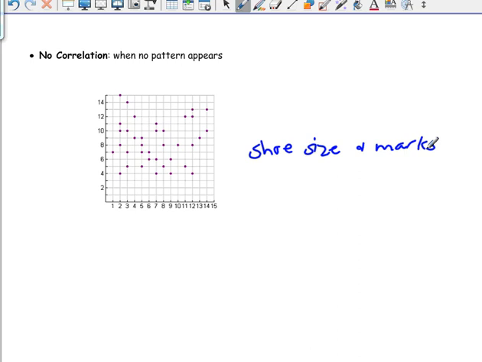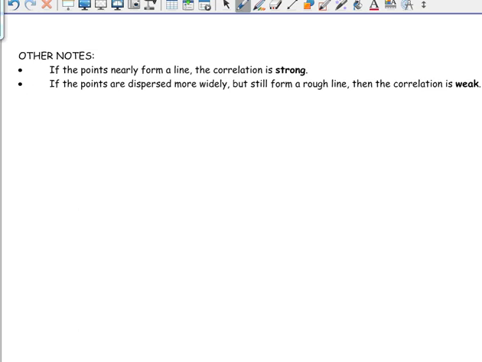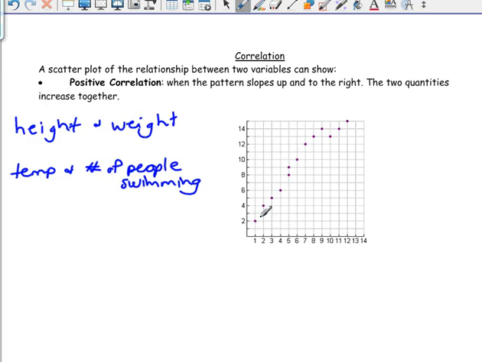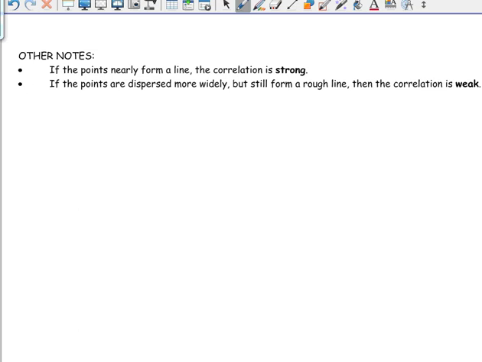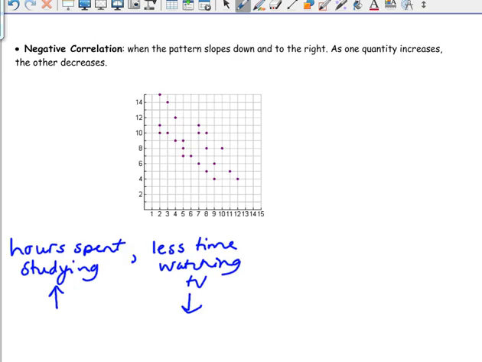A couple other things just to note here. With correlation, if the dots are really close together and they form almost a line, we're going to say that they have strong correlation. So this first example, the one with positive correlation, these dots are very close together. We would call that strong positive. If the dots aren't really close, they still form a line, but they're not super close, we're going to say that it has weak correlation. And in this example of the negative correlation, the dots are more spread out. I wouldn't say this is super weak, but it's certainly weaker than the first one, so we might call this a weak negative correlation.